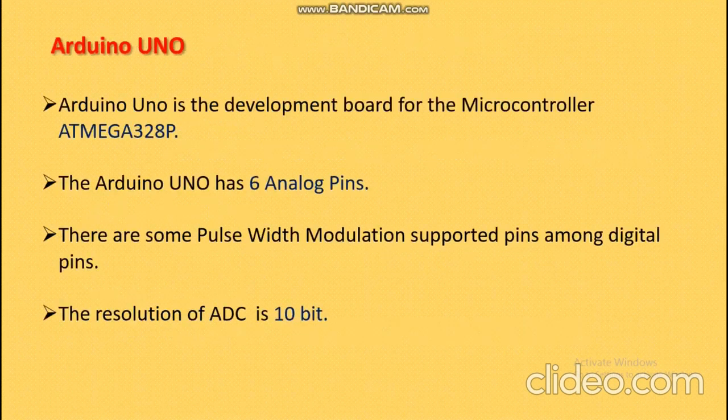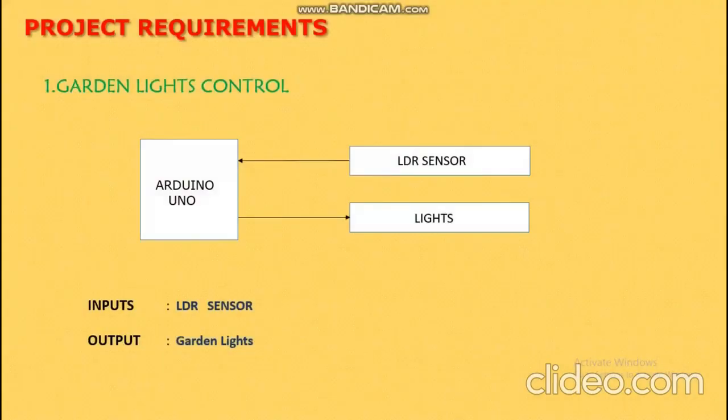I have used Arduino Uno to implement my project. Arduino Uno is a development board for the microcontroller ATmega328P, which is an 8-bit microcontroller. Arduino Uno has 6 analog pins. There are some pulse width modulation supporting pins among the digital pins. The Arduino Uno has an inbuilt ADC whose resolution is 10-bit. Generally, an ADC is used because a microcontroller can understand anything in digital form only.